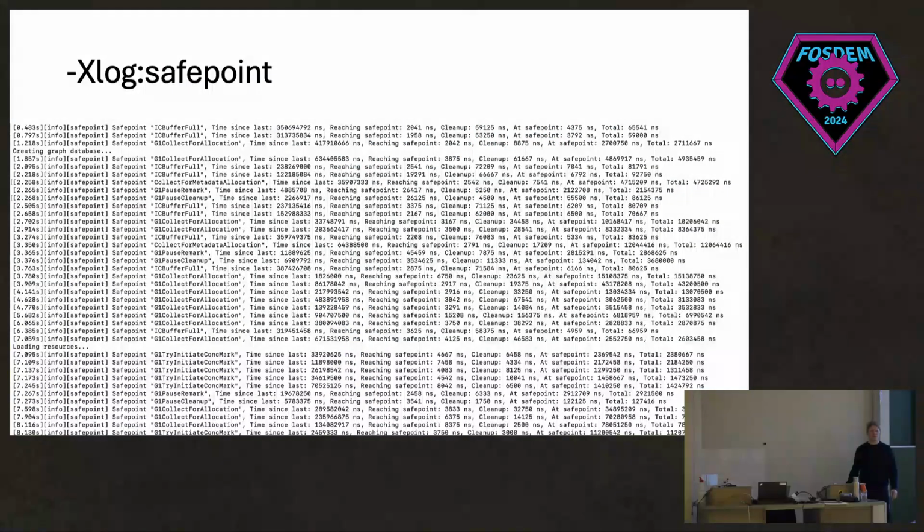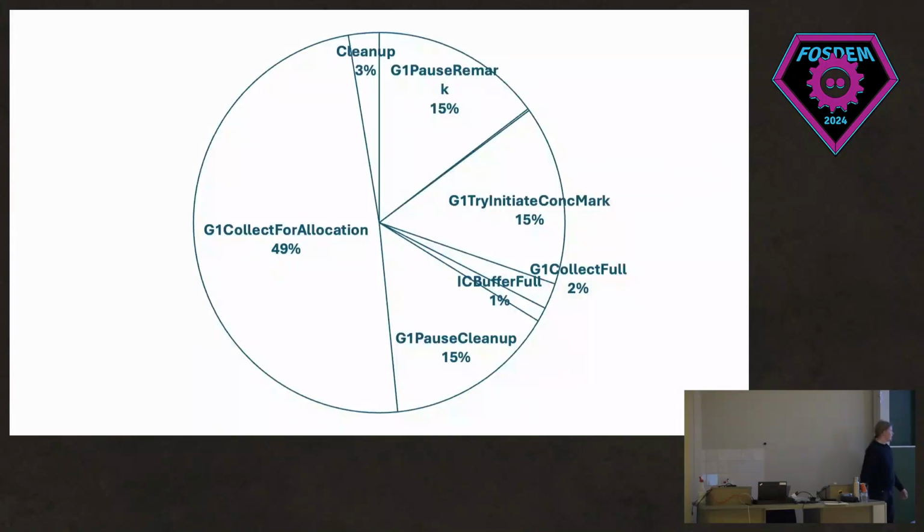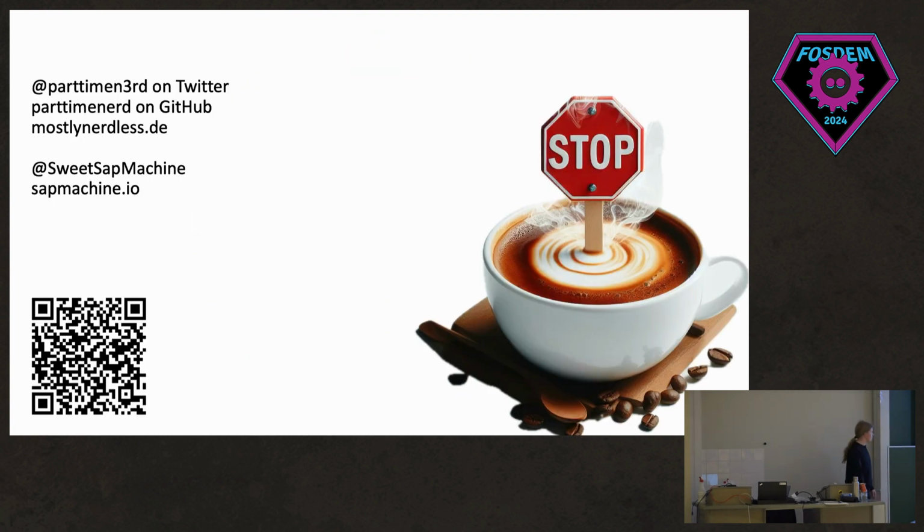And also you can just pass -Xlog:safepoint. You get lots of output. And I did this for a randomness benchmark, and this is the distribution that I get. And essentially most of the safepoints are in this case related to G1, because G1 was my selected garbage collector.